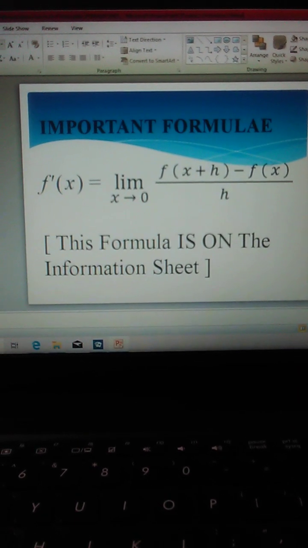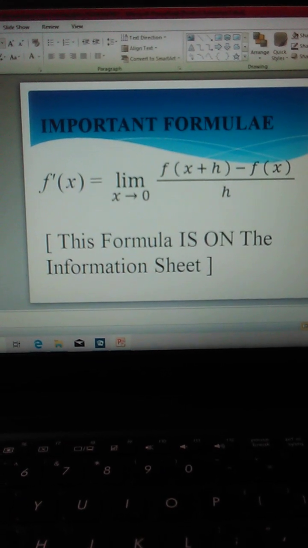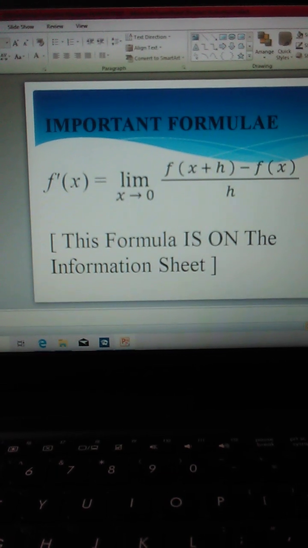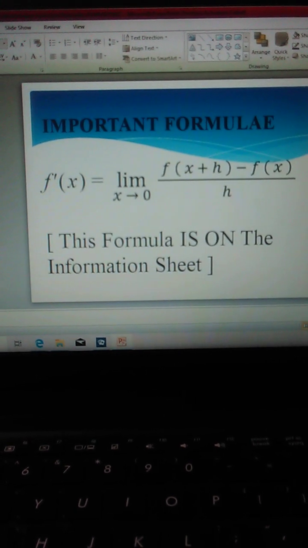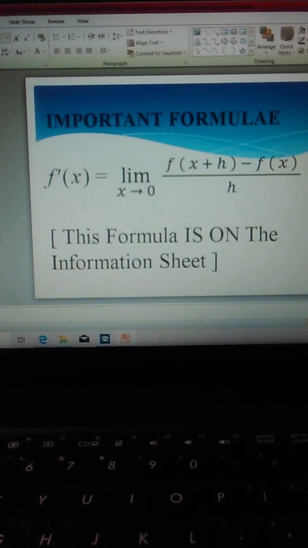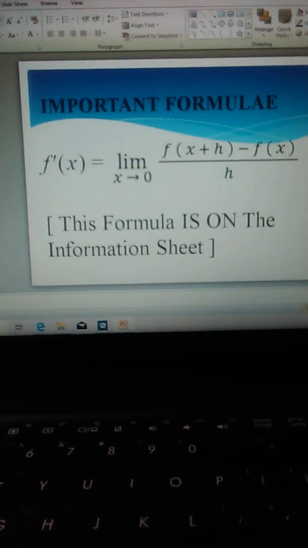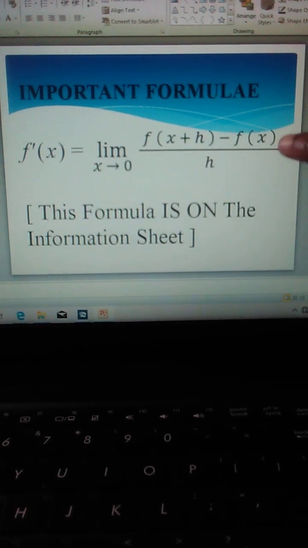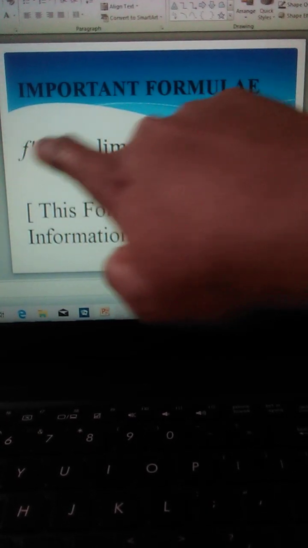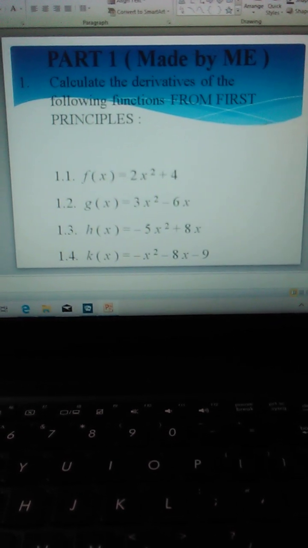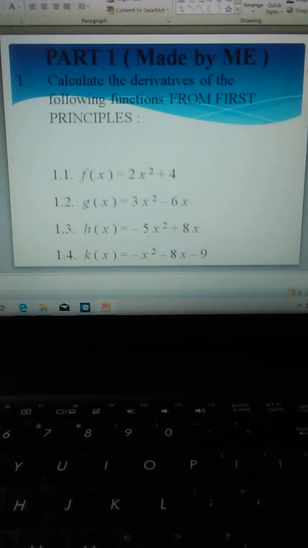So the important formula that you need to know is that f prime of x is equal to the limit as h tends to 0 of f of x plus h minus f of x all over h. This formula is on the information sheet, right? The moment it mentions differentiation from first principles, you just remember that you're using this formula. Okay, so that's part 1. That was just made by me, so please take it down.